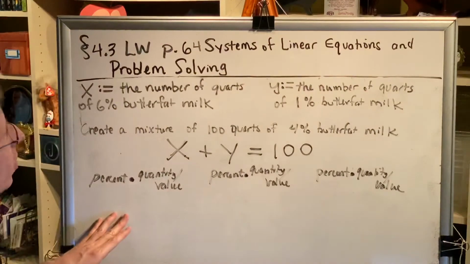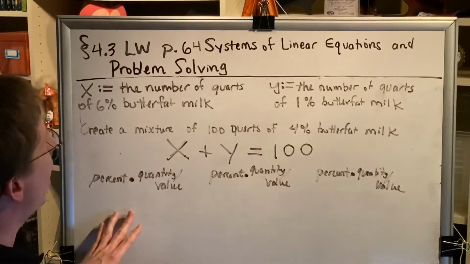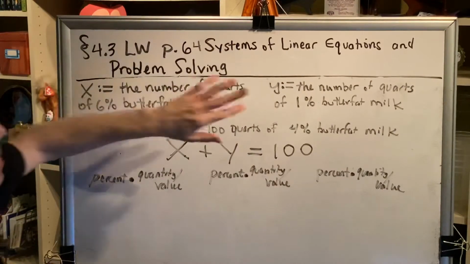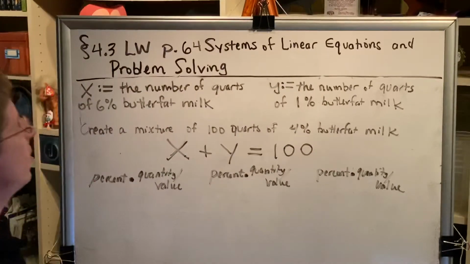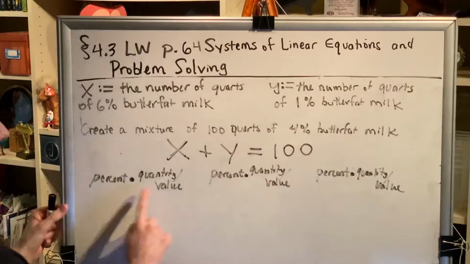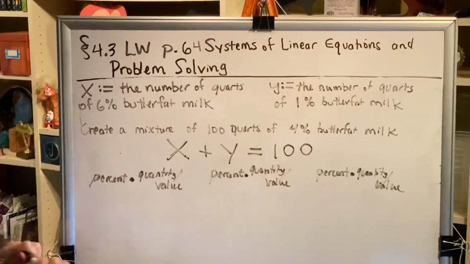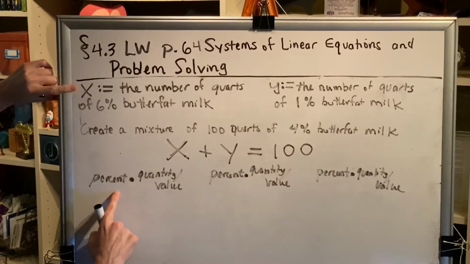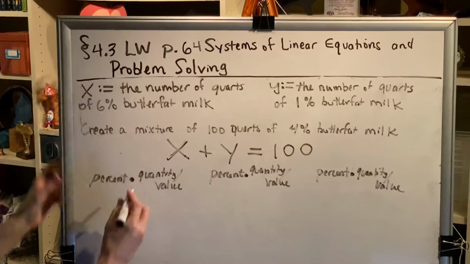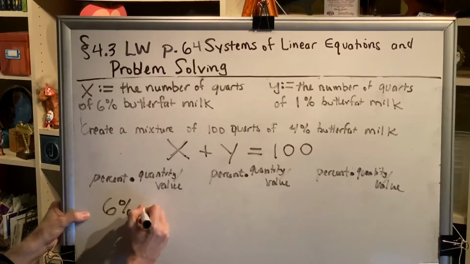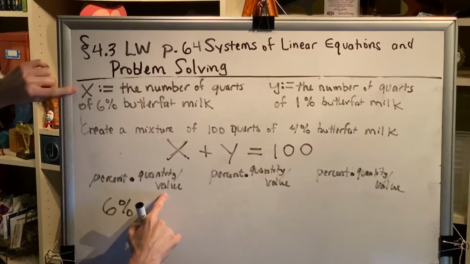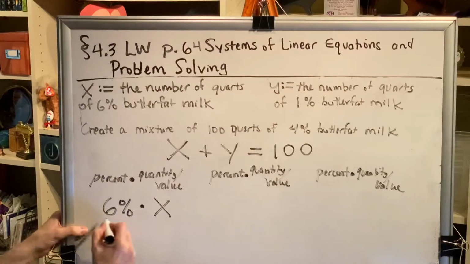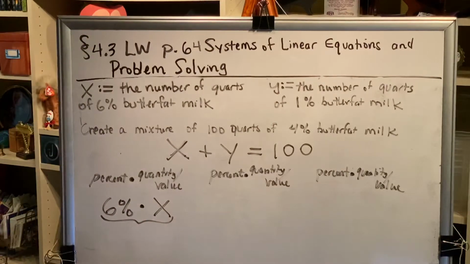So what we're actually going to measure here is the total amount of fat coming from each one of these three sources. So the amount of fat we get from here plus the amount of fat that we get from here needs to equal the amount of fat that we get from here. So we get three different fat equations, and each one is a percentage times a value. So let's do the first one first. The percent associated with the first source of milk is 6%, times the quantity of that milk. How much butterfat milk? Well, we don't know. That's where the X comes in.